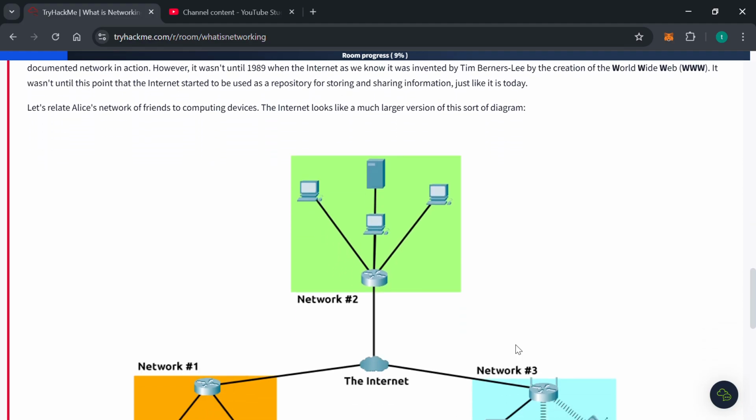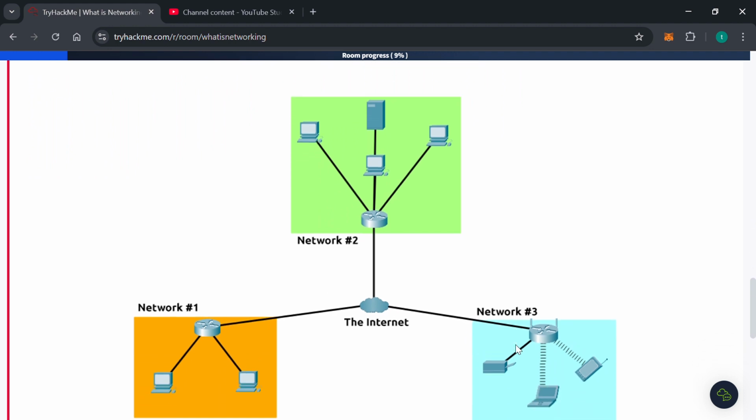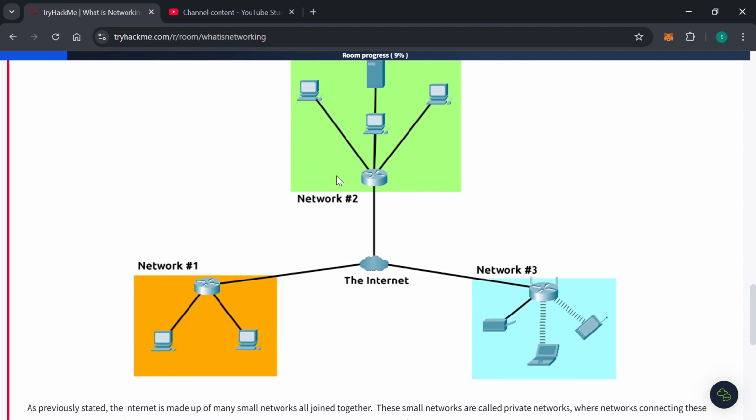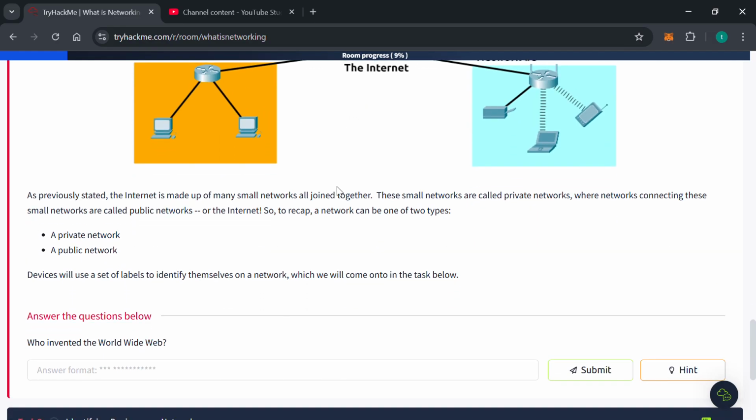Now let's relate Alice's network of friends to computing devices. The internet looks like a much larger version of this sort of diagram. So we have network 1, network 2, network 3, different devices in the network, and we have the internet. They are all connected to it. As previously stated, the internet is made up of many small networks all joined together, and these small networks are called private networks, while the networks connecting the small networks are called public networks, or the internet.